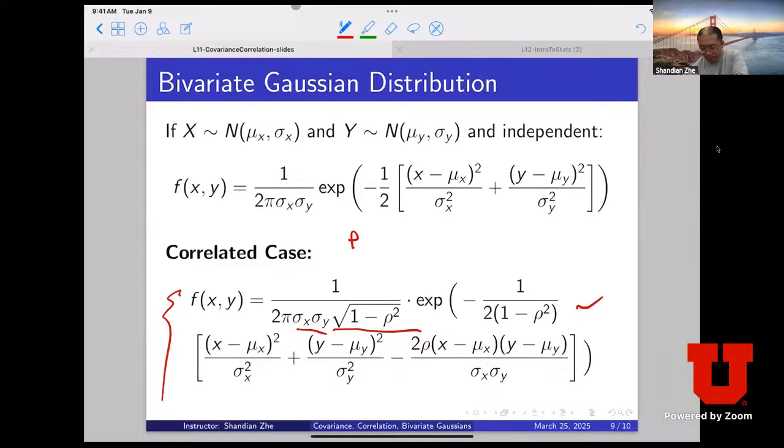In the exponent, you have 1 over 2 times 1 minus rho squared. Then you have three terms. The first one is x minus mu x squared over sigma x squared. The second one is y minus mu y squared over sigma y squared. And the third one, you subtract: minus 2 times rho, times the cross product x minus mu x, y minus mu y, divided by sigma x sigma y. So this is the general form.